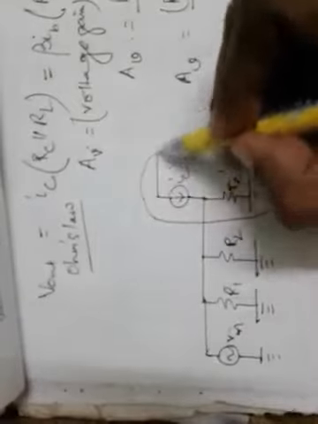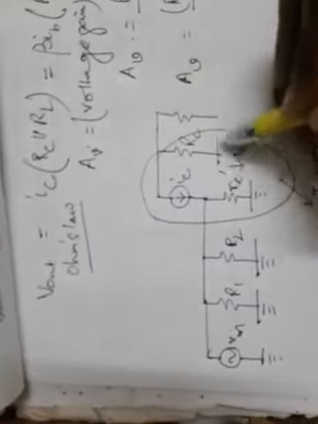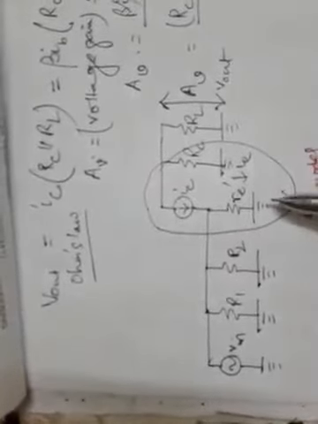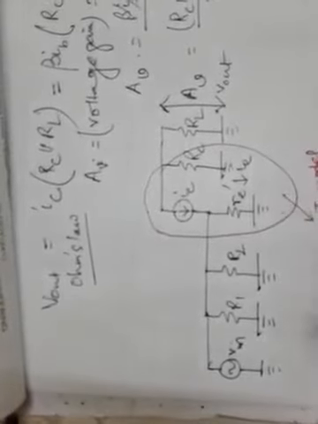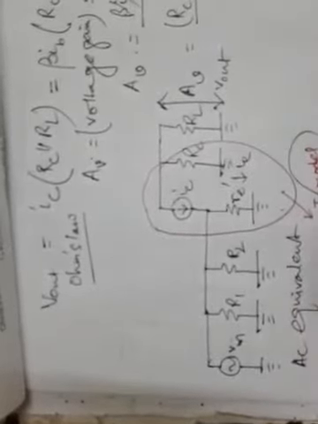The transistor is represented by this T model, and it will be connected with RC first and RL, two parallel resistances, RC first then RL, and across RL we measure the output voltage V out. So this is nothing but the representation of the transistor amplifier's AC equivalent circuit using the T model.